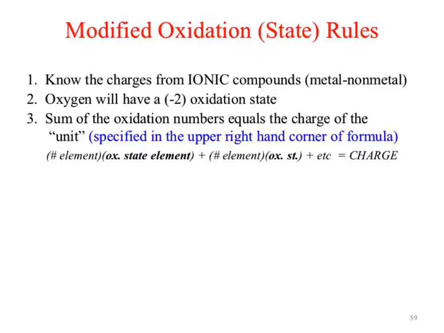Okay. Well, this is the number of our element. So how many times did that element show up in that unit? Times its oxidation state. Remember, oxidation state is something you have to solve for. Plus the number of the next element times its oxidation state. If you got 20 elements, how many little additive things are you going to be doing? 20. You got to do every single one.